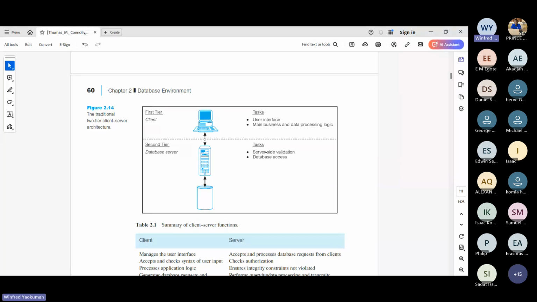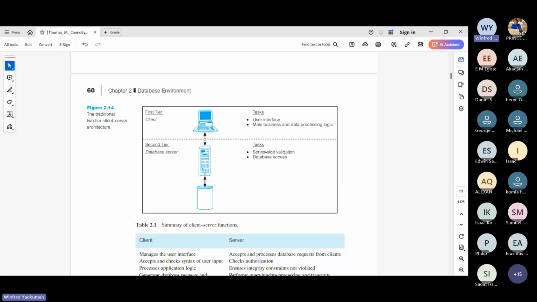At tier 1, we put in some APIs and connection strings to be able to connect to the database. That's where we have interaction between the application interfaces and the database. So this is tier 2.